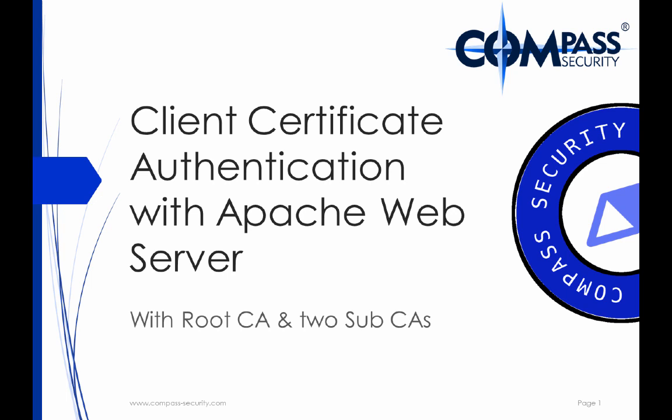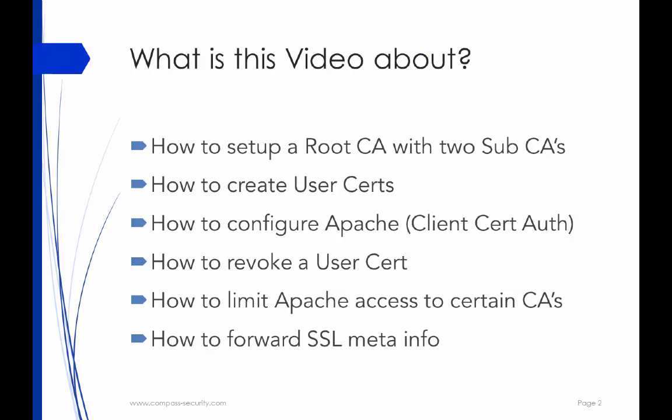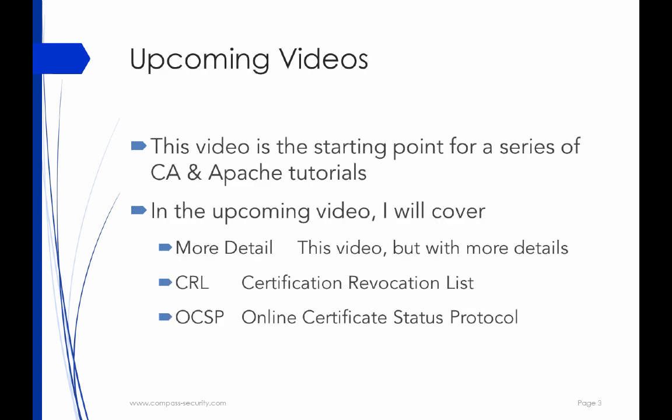This tutorial is about client certificate authentication with Apache Web Server. I will explain how to set up a root certificate authority with two Sub CAs, how to create a user cert, how to configure Apache to use the client certificates, how to revoke a user cert, how to limit Apache access to certain certificate authorities, and how to forward SSL meta info to the backend system.